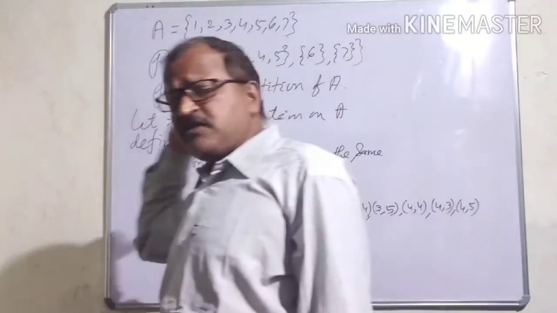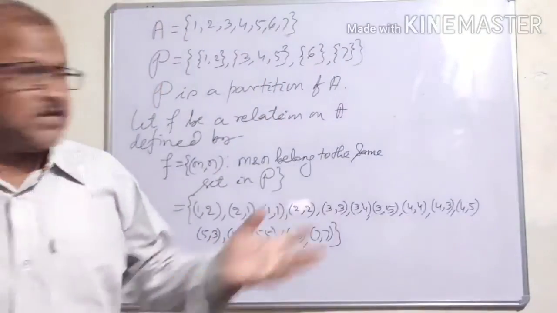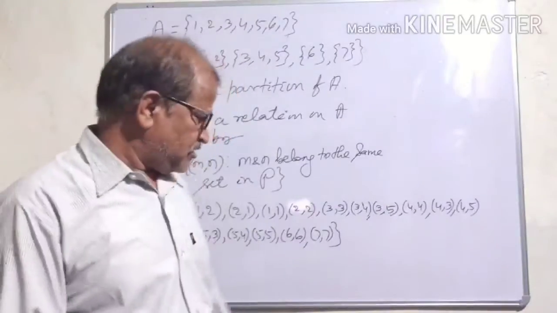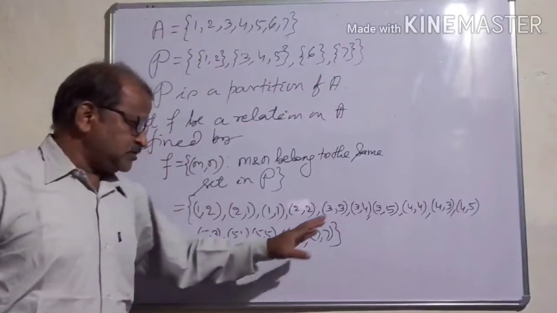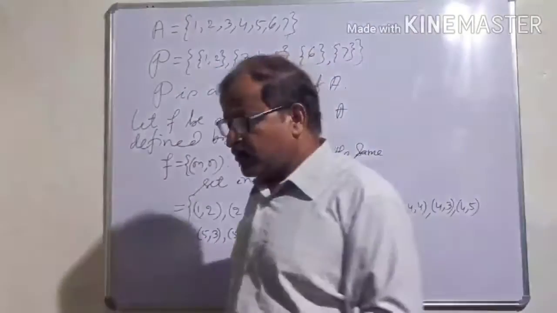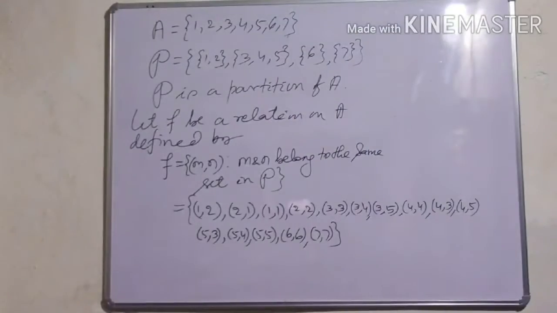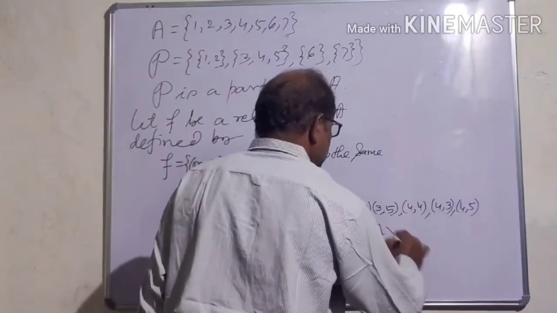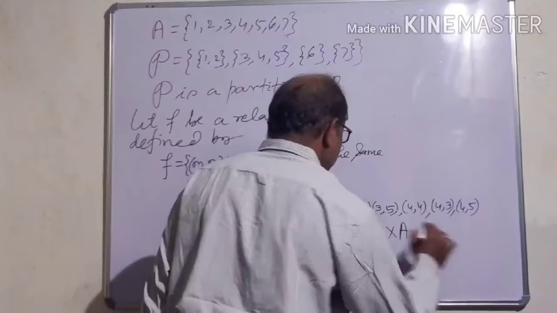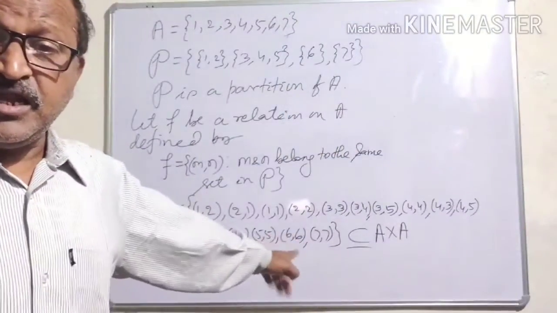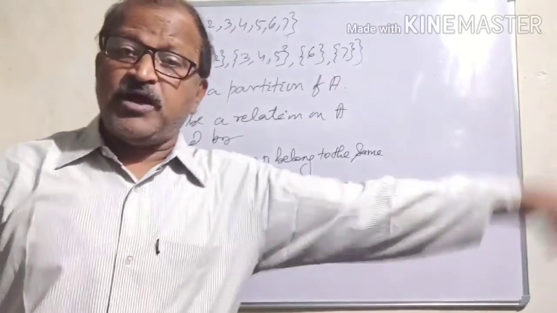And similarly 7, you see, it is a singleton set, 7. So 7 will be related to only 7. Now we have formed the relation. It is a set of ordered pairs. It is a subset of A Cartesian product A. So it is a relation from A to A.